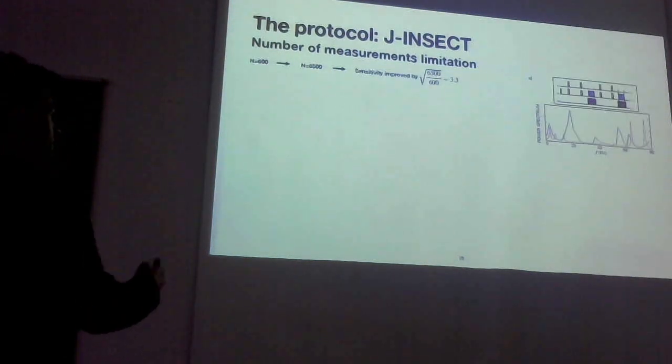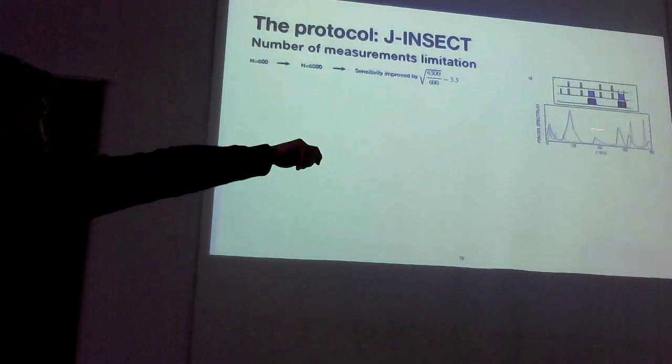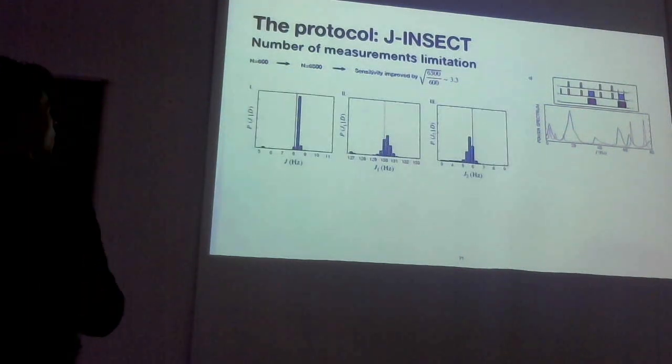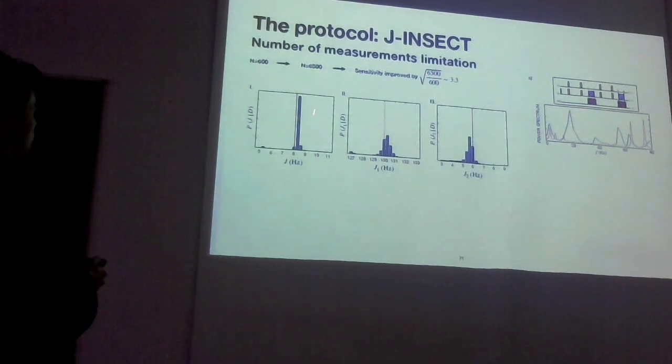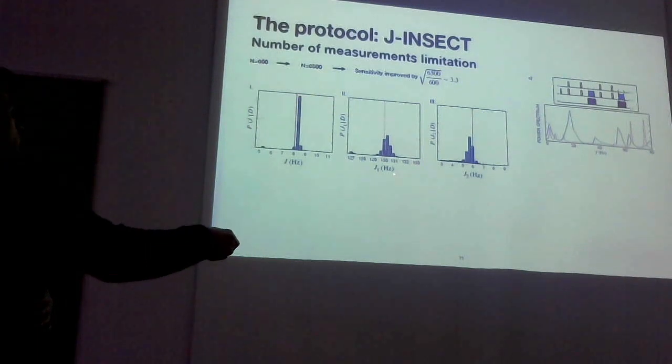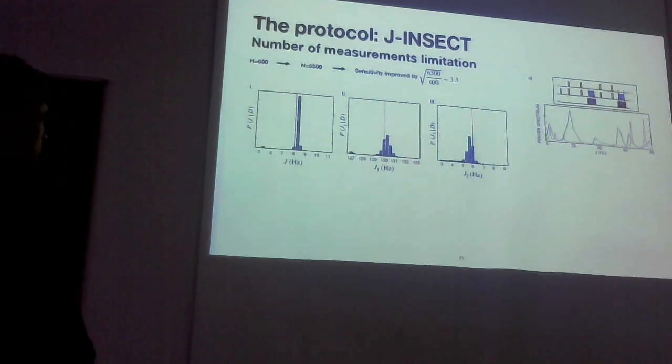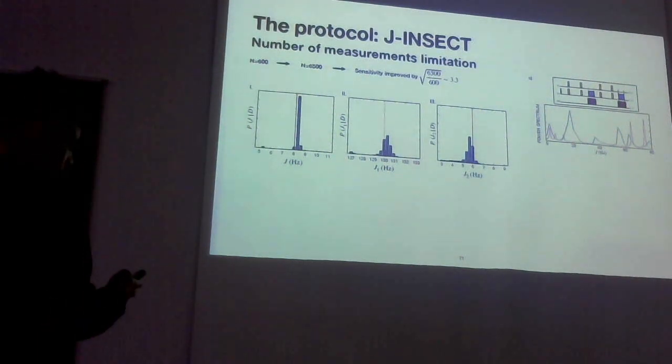Okay, so we did this with this complicated case, and we got quite good results. Notice how the vertical line corresponds to the correct value, and these are the probability distributions that we got once we applied this method, so we were quite happy with that.